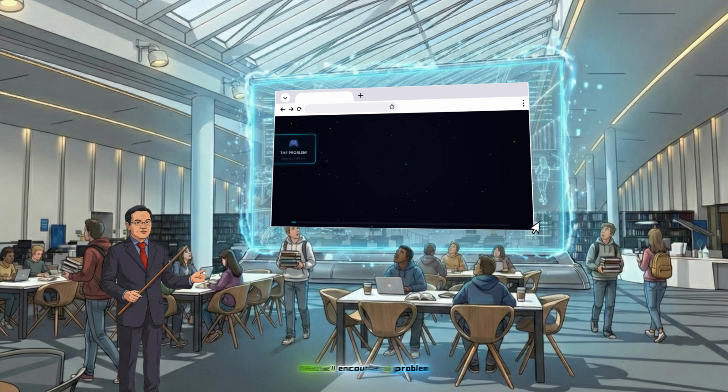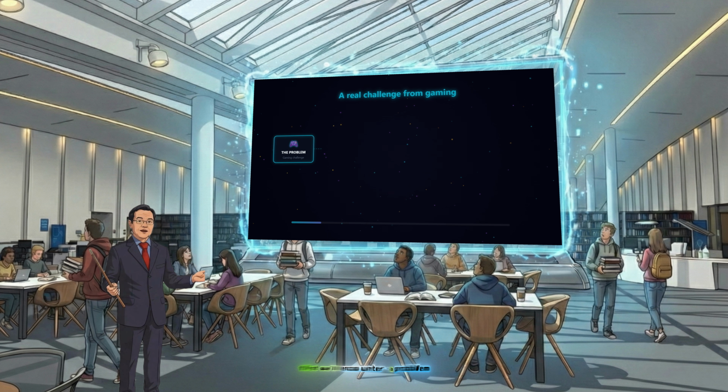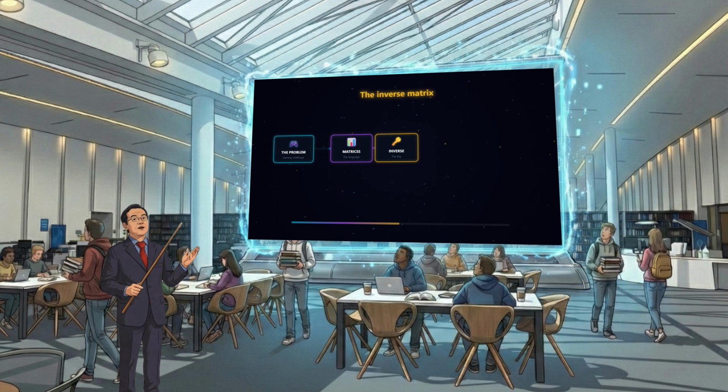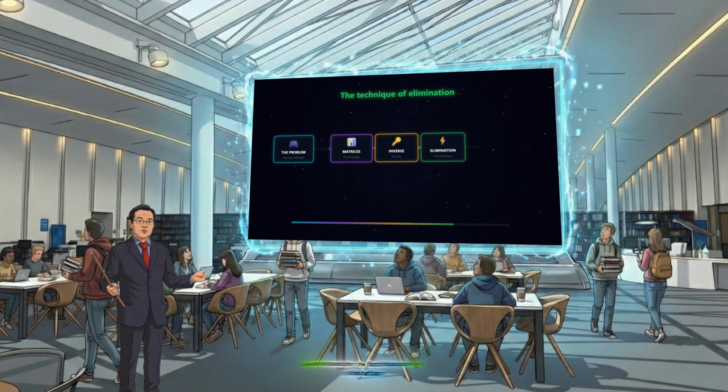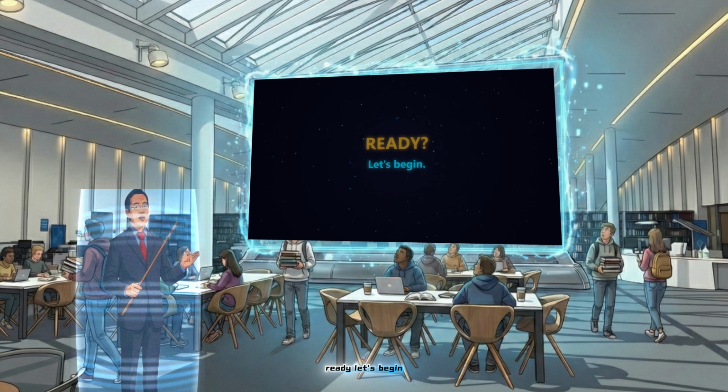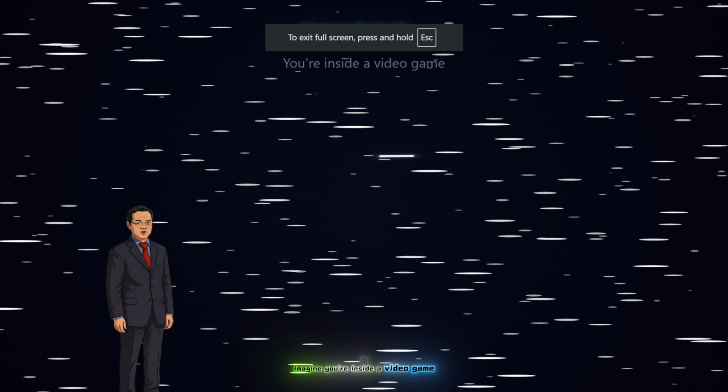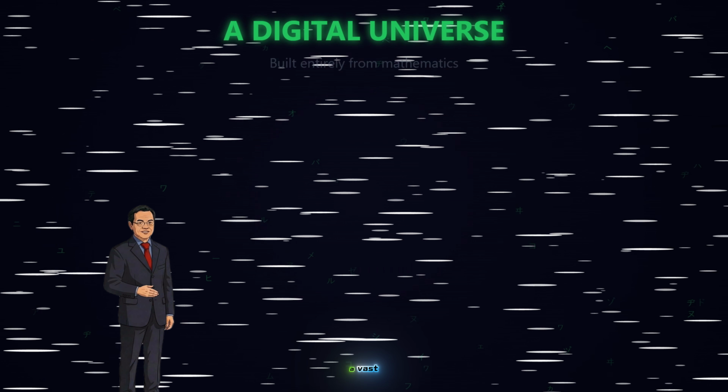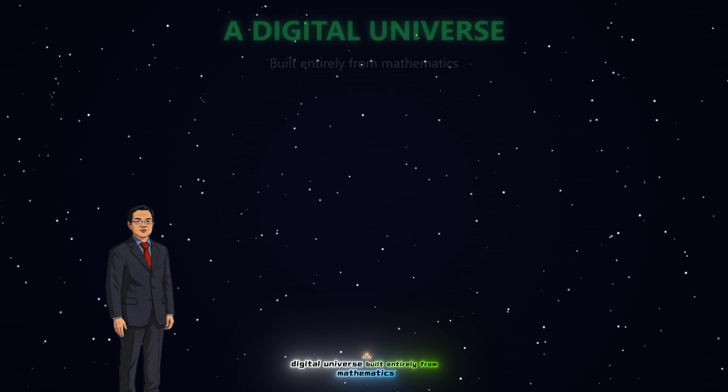Here's our mission. First, we'll encounter a problem, a real challenge from the gaming world. Then, we'll translate it into the language of matrices. We'll discover a powerful tool called the inverse matrix. We'll master the technique of elimination. And finally, we'll see how this math powers everything around us. Ready? Let's begin. Imagine you're inside a video game, a vast digital universe built entirely from mathematics.